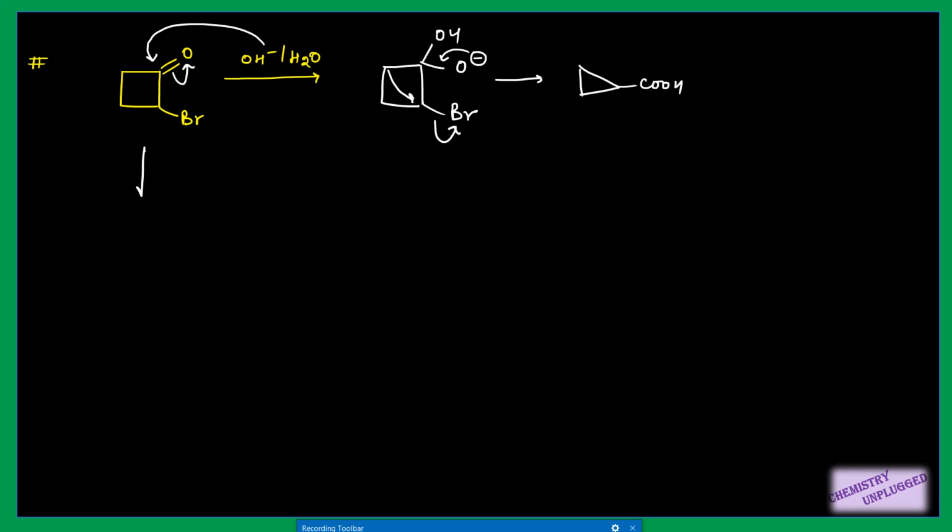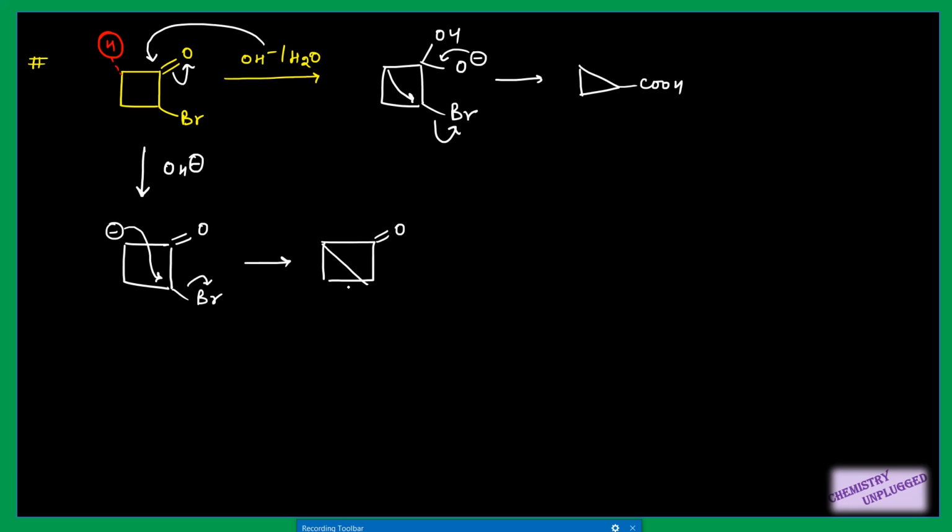Another possibility is that this OH minus is donating the basic condition, right? So it can remove an acidic proton from the alpha position, it can remove this proton. Now you can recognize what type of reaction it is. It is your Favorsky reaction, right? So this negative charge will shift here and this Br is removed. So in the first step, what we are getting is this one.